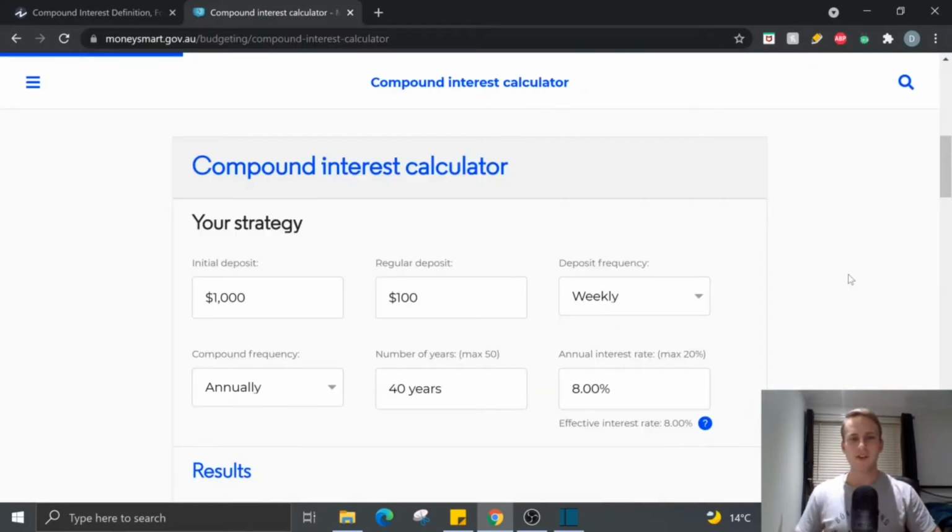Now let's view the magic. So we've got our compound interest calculator here, and we're going to enter an initial deposit of $1,000. We're going to contribute $100 per week into our investment, and then we're going to assume an average market return of 8%. This is roughly what you can expect a broad index fund within the stock market to provide as a return. And then we're going to say we do this for 40 years straight.